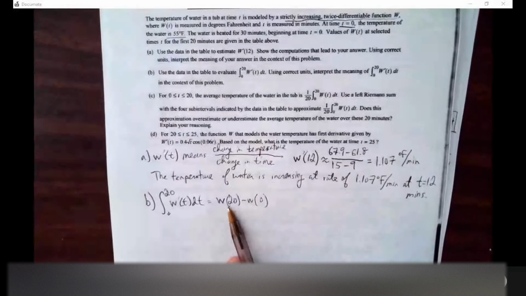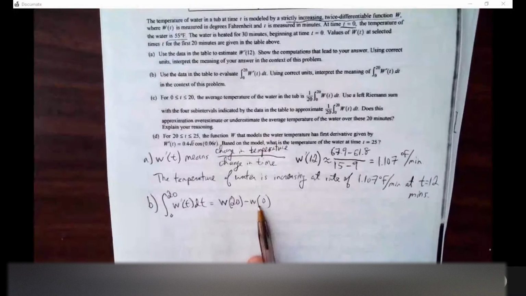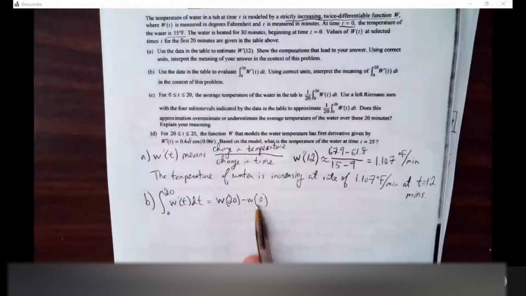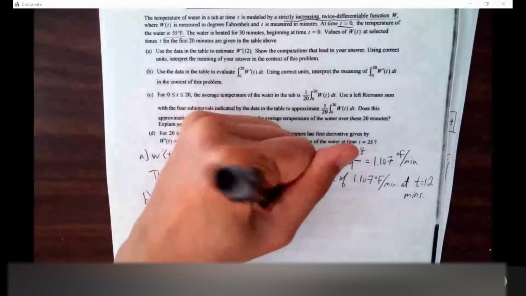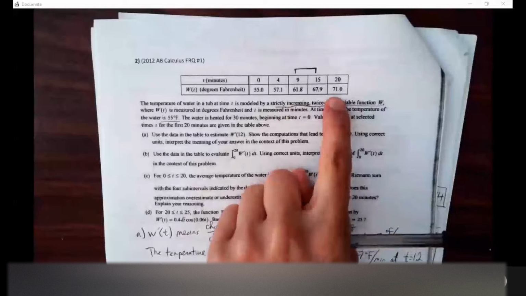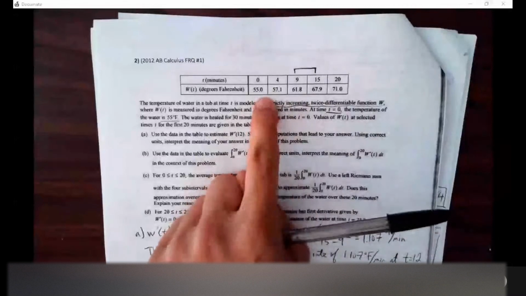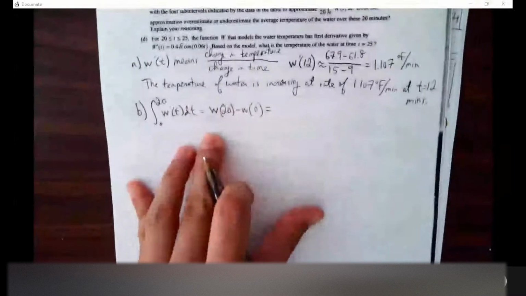So this is the water temperature at the 20th minute. This is the water temperature initially. So we're simply finding the change in temperature between 0 and 20 minutes. Okay. Now we can use our table of values. W of 20 is 71 degrees. W of 0 is 55 degrees, and we just subtract those values.